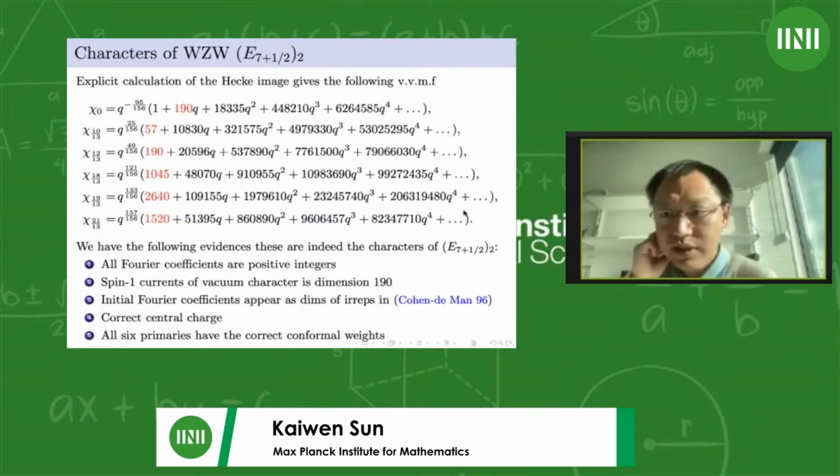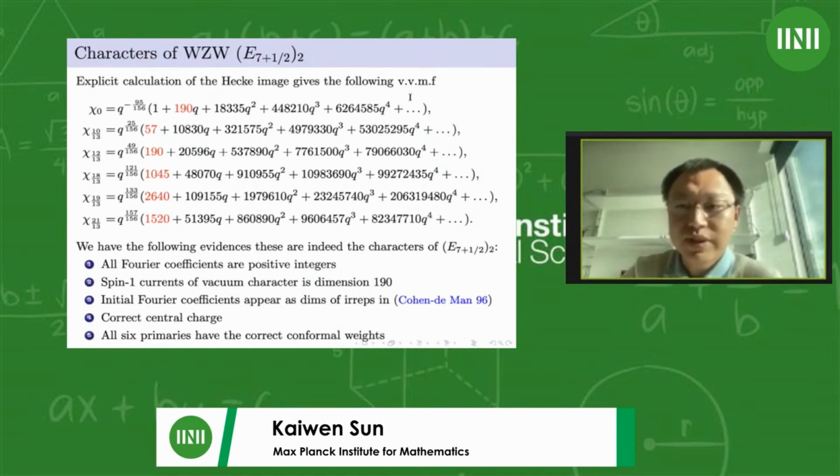And for the explicit computation, we just act T19 on these M(13,2) characters, and we get this vector-valued modular form. We found much evidence that these 6 characters indeed should describe the Wess-Zumino-Witten model of E7.5 at level 2. For example, all the Fourier coefficients are integers, and you can see the spin-1 current is 190. And all these numbers are indeed the representations predicted by the Cohen-de Man dimension formulas if you put the dual Coxeter number 24 there. And also it has the correct central charge and conformal weight.